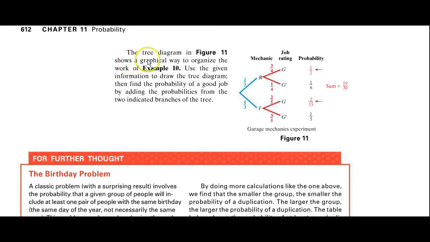In the tree diagram that we see here, it's another way to show the example 10 that we just finished, where there's Ray and there's Tom and there's the good jobs. Remember, G complement was not the good job. So when we added all of this up, they're saying the sum is what we got, 19/30.